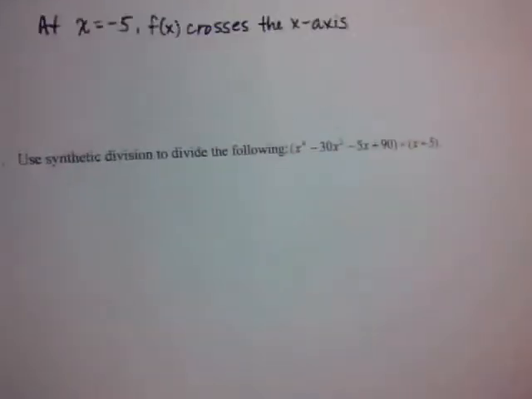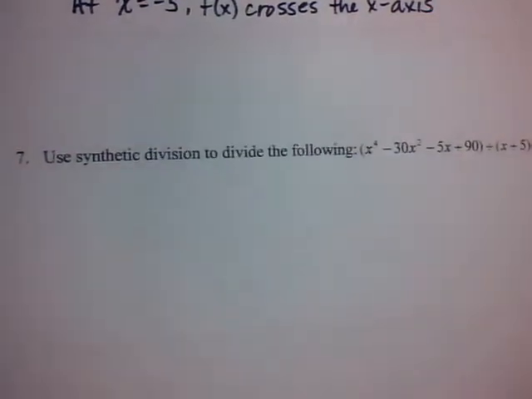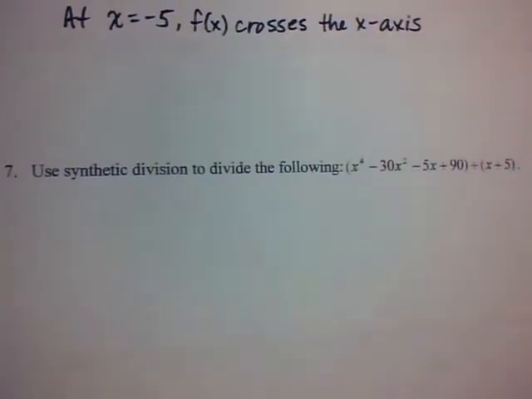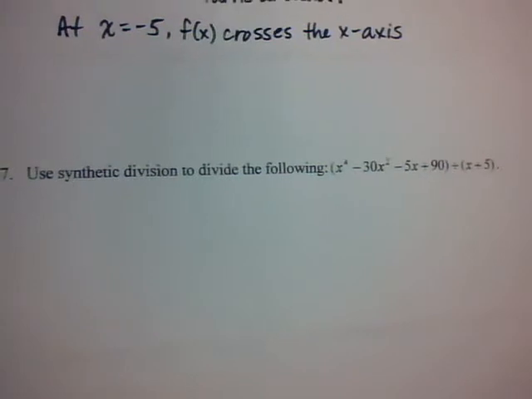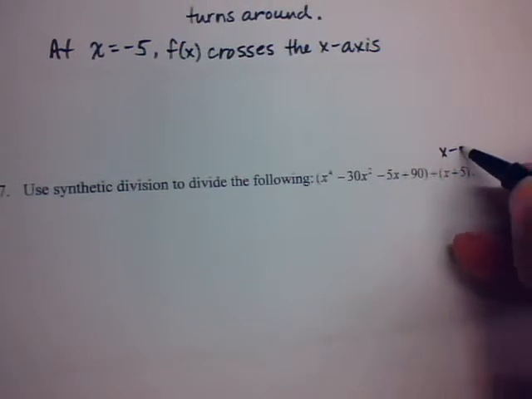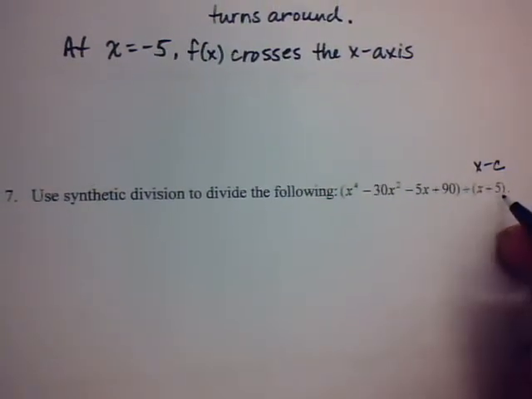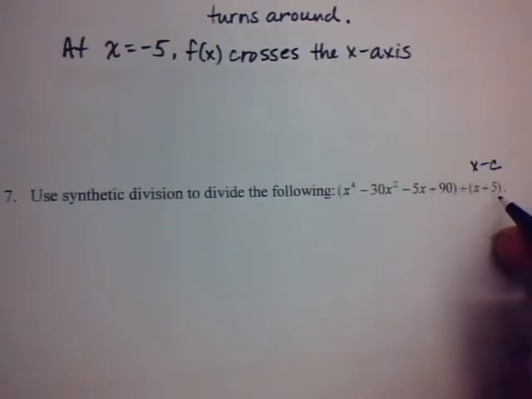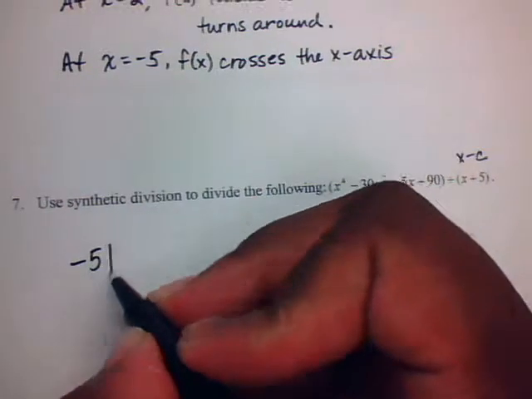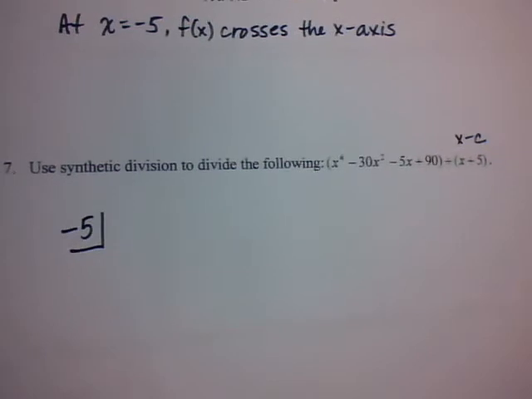Question 7 is using synthetic division to divide the following: x to the 4th minus 30x squared minus 5x plus 90, and that's divided by x plus 5. Now here's how we set up the synthetic division. Our divisor must be of the form x minus c. In other words, the c will have to be whatever this constant is. We got x plus 5, so in order for it to be x plus 5, the c has to be negative. So our divisor is going to be negative 5. And keep in mind, the divisor is going to be the opposite sign.